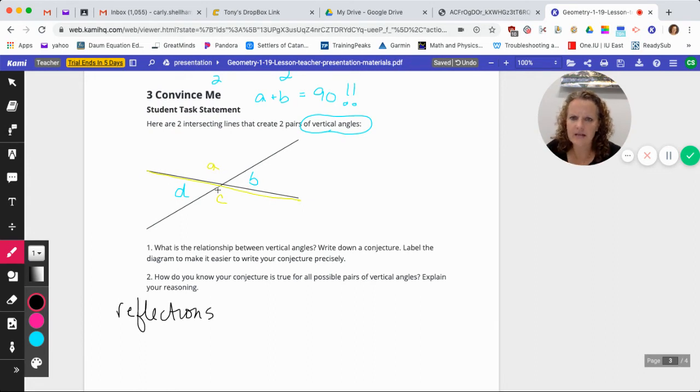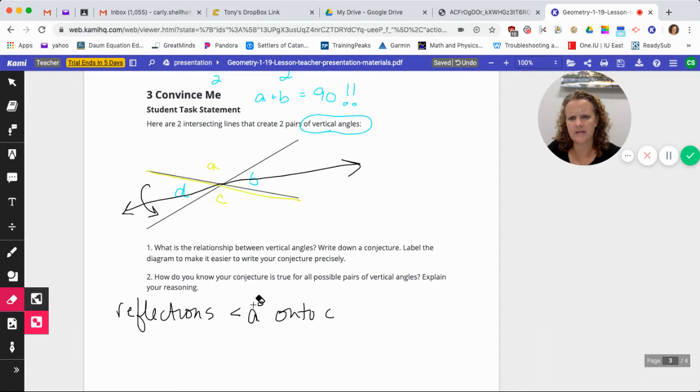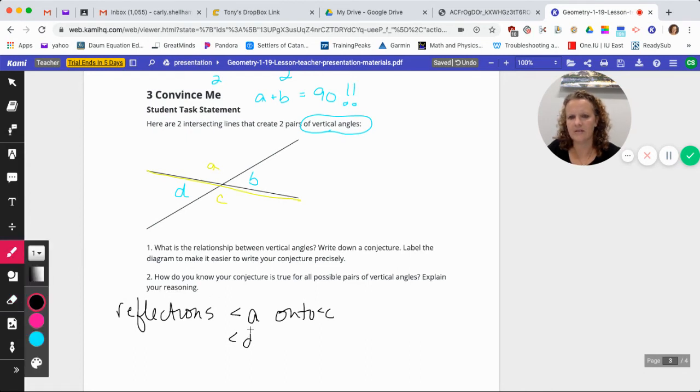If I angle bisect this and this and reflect over, I can actually get A onto C. We're going to call it angle A onto C. Okay, now let me erase that. And then I can also reflect angle D onto angle B, okay?